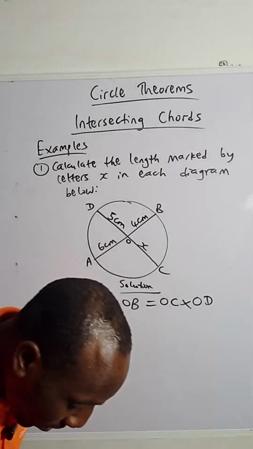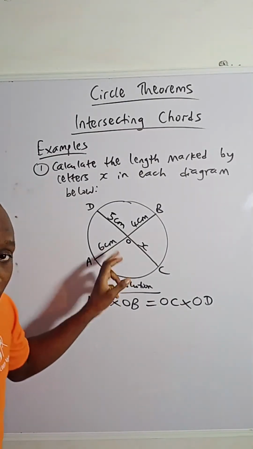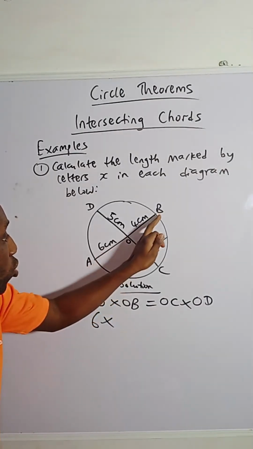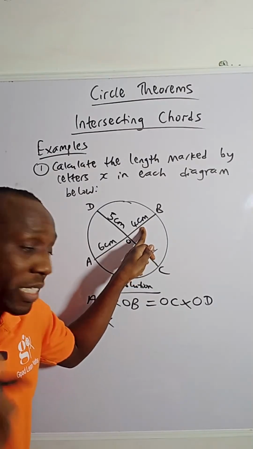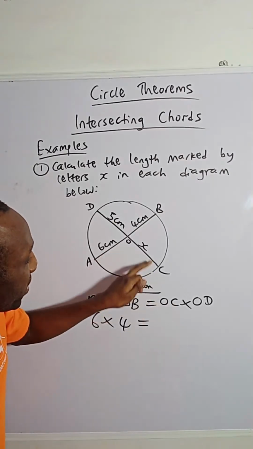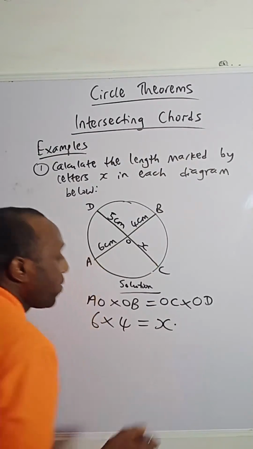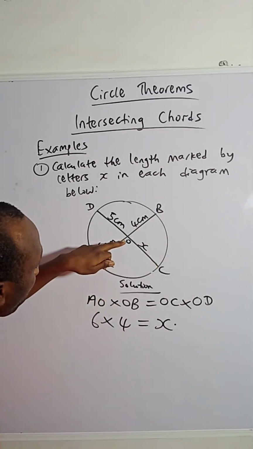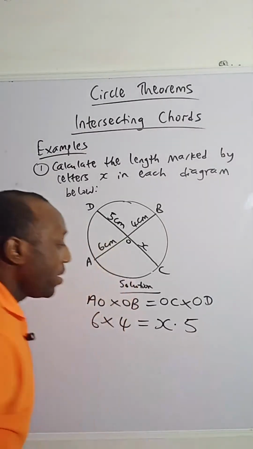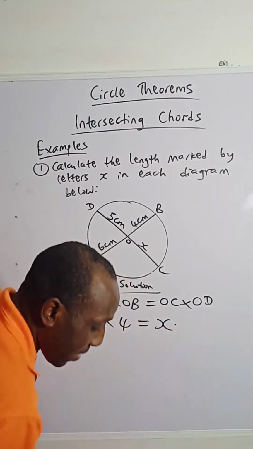Some of you can even do this already. Now let's move on. So we do AO. AO is 6 centimeters. So I write 6 times, what is OB? From O to B, it was given as 4 centimeters. So that's 4, is equal to OC. What is OC? X. So you write x, dot for times. Then OD. What's OD? 5 centimeters. So you write 5 here. You see, this is very, very easy.